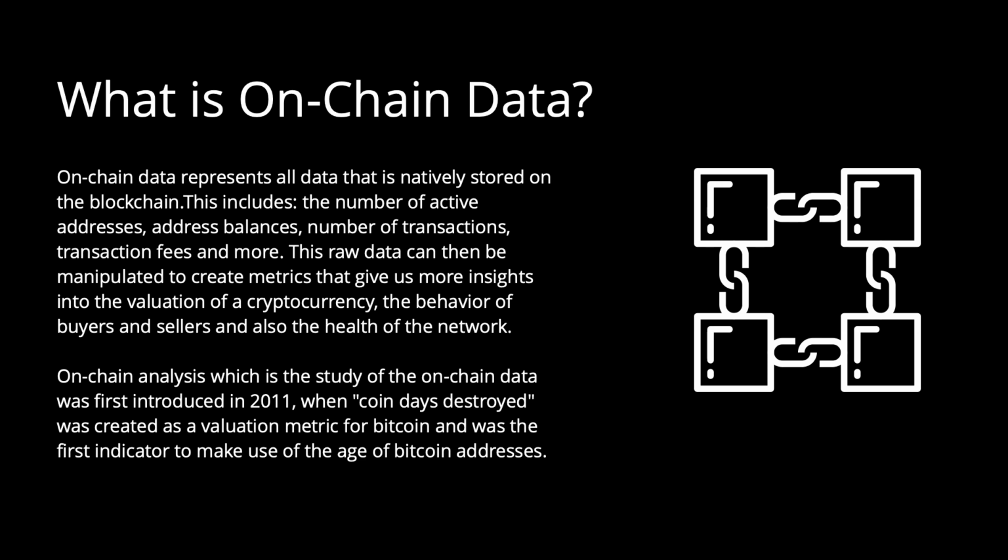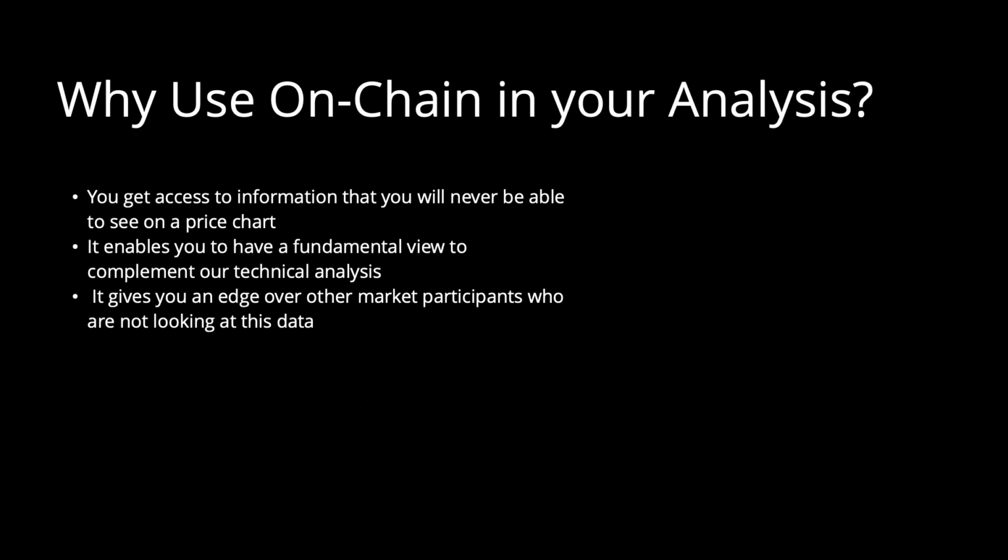Now, what is on-chain analysis? It is pretty much the study of on-chain data. Now, on-chain analysis started back in 2011, and one of the first metrics was called coin days destroyed, and it was created as a valuation metric for Bitcoin. And like I said, it was the first indicator to make use of Bitcoin addresses, right? Of the age of those Bitcoin addresses. So that is what on-chain data is. That's what on-chain analysis is. Now let's go ahead and take a look at why you should be using that in your analysis process.